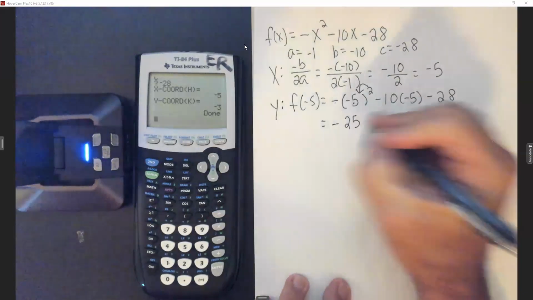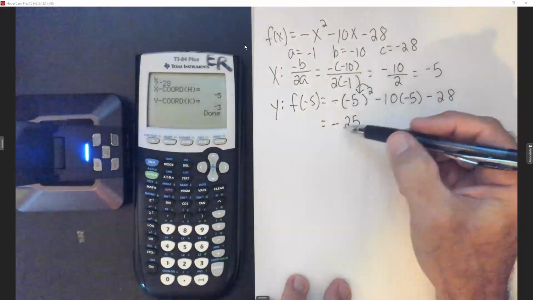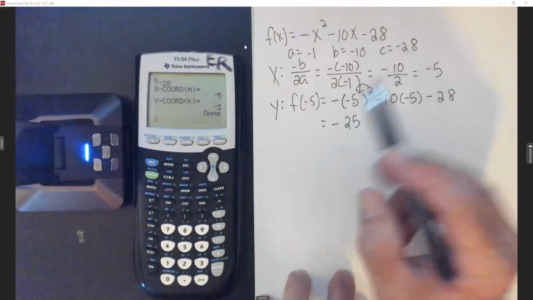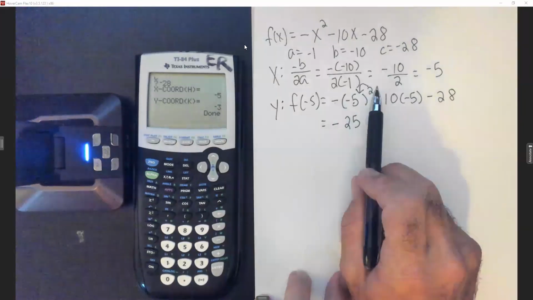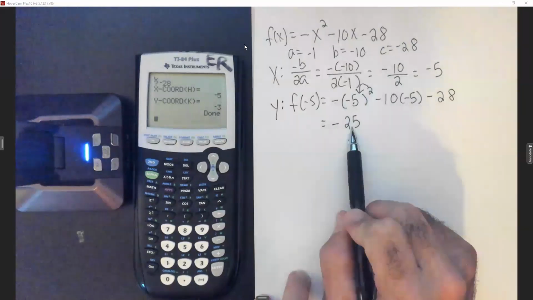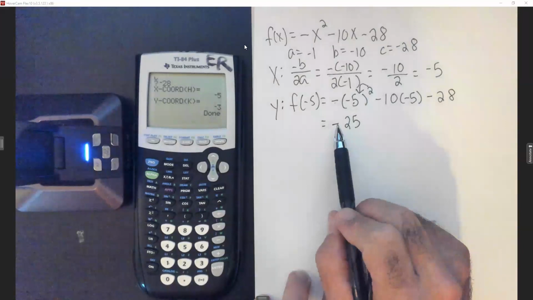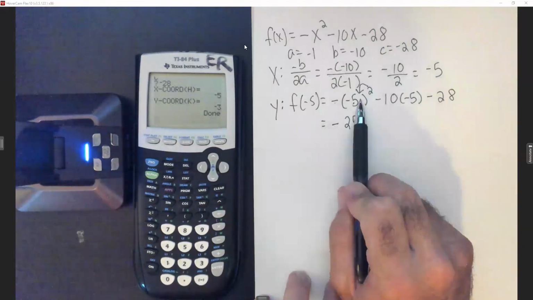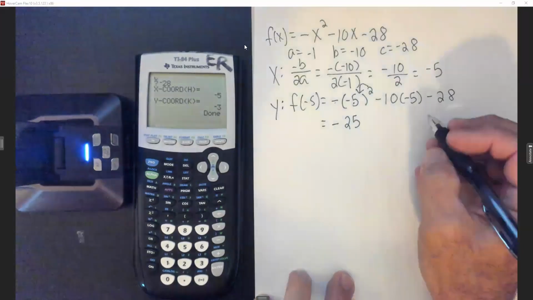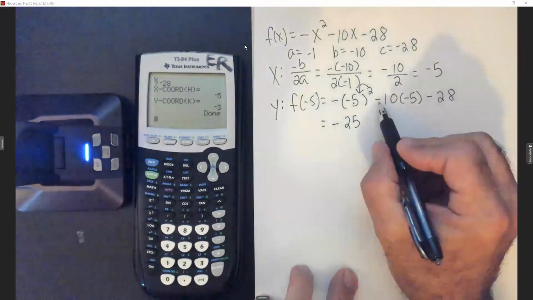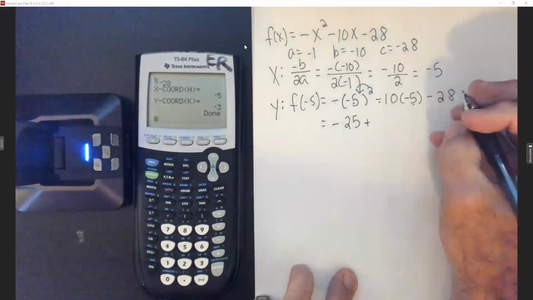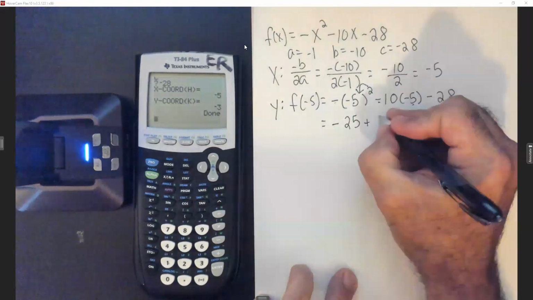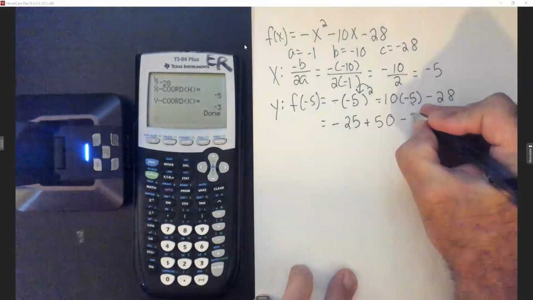So notice that's going to stay negative. The biggest mistake people make with this is they go, oh, negative times a negative is a positive. Then they square the 5 and get a positive 25 instead of a negative 25. Exponent goes before that multiplying, okay? All right, then down here, you're subtracting 10 times a negative 5, which means you're going to be adding 10 times 5, which is 50. And then at the end is a minus 28.